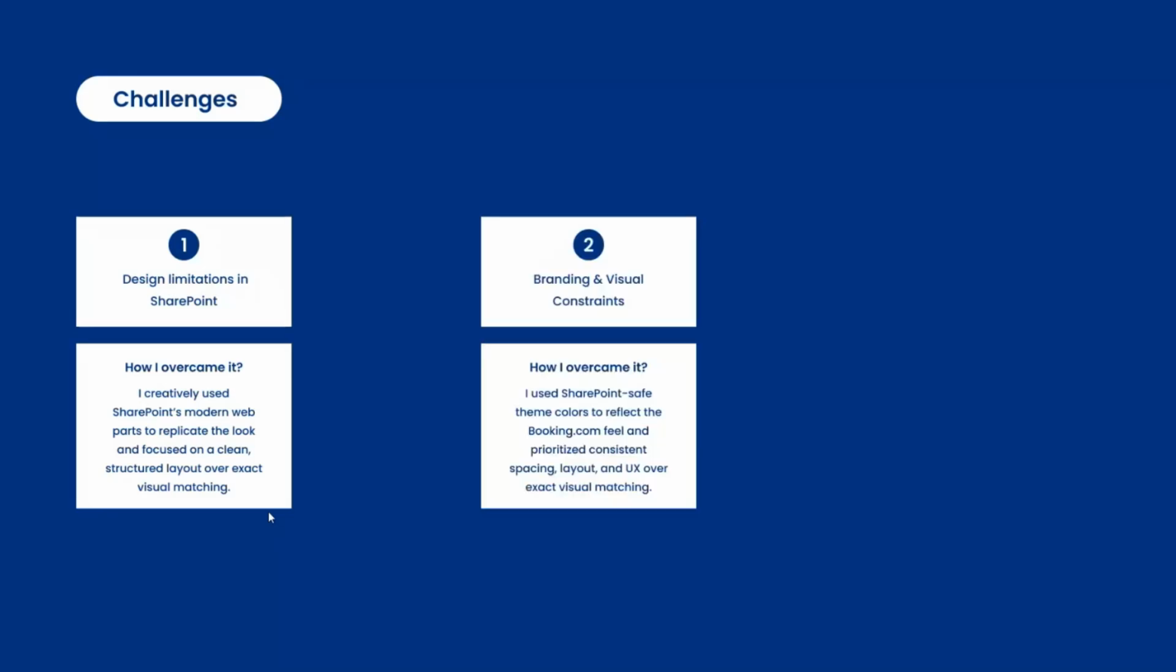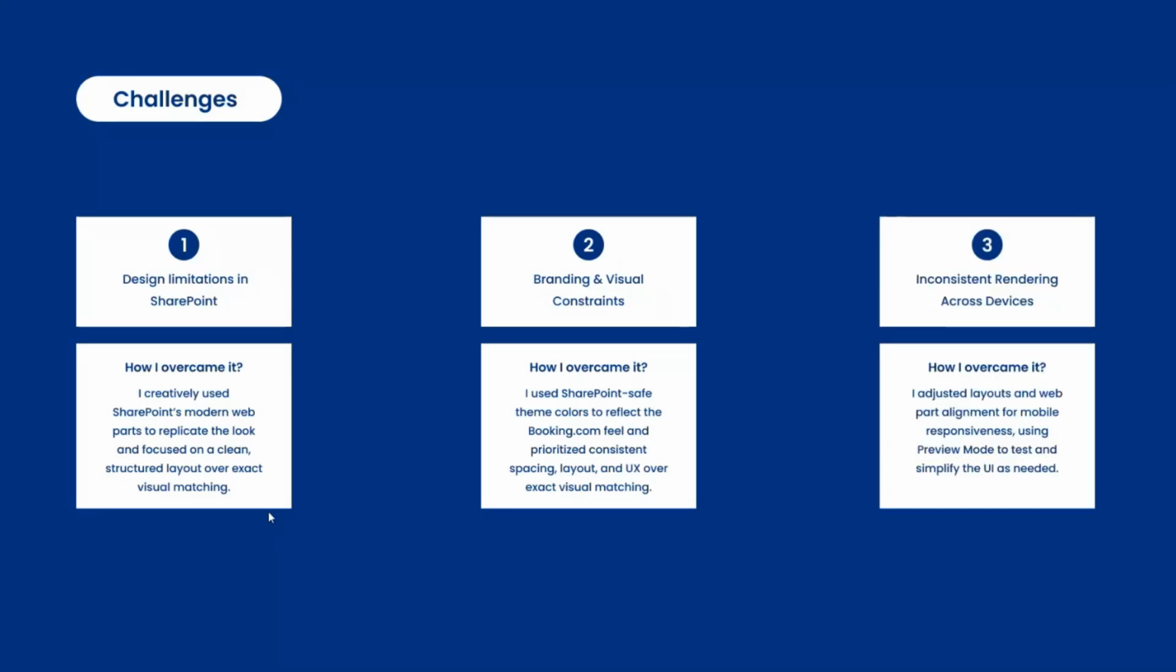The next is branding and visual constraints. I couldn't use booking.com's exact fonts, colors, or icons due to SharePoint's restrictions. So I used the closest SharePoint-safe themed colors to evoke the booking.com feel, focusing on consistency in layout and spacing and the UX patterns rather than getting the perfect match.